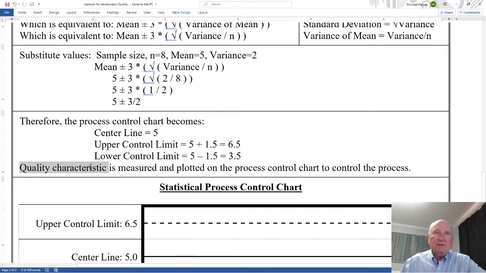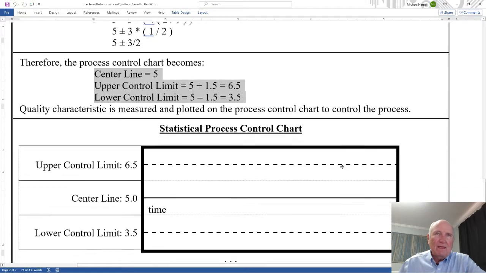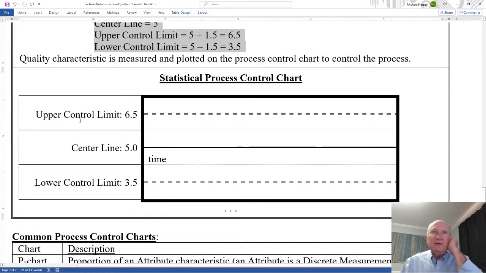So the quality characteristic in production will be measured and plotted on a process control chart, to control the process, to make inferences about whether it is in control or out of control. That's the quality assurance. It'll move to quality control if you're inferring that it could be out of control. And so there's the chart. Here we have the upper control limit, lower control limit, and center line.